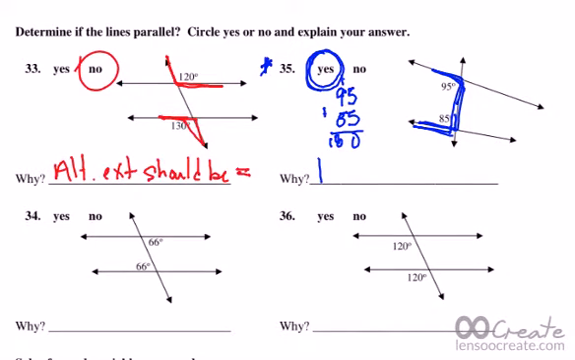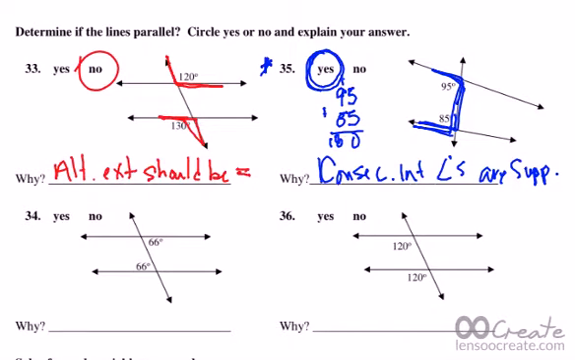Why? Because consecutive interior angles are supplementary, or you could say add up to 180 degrees.